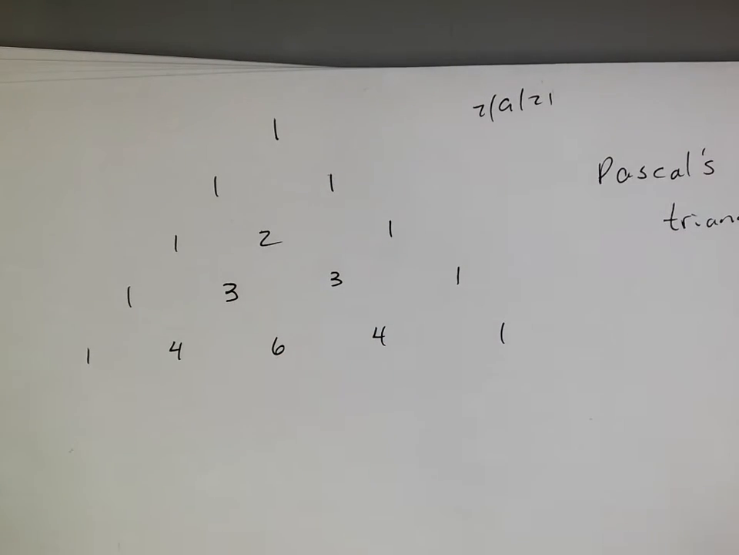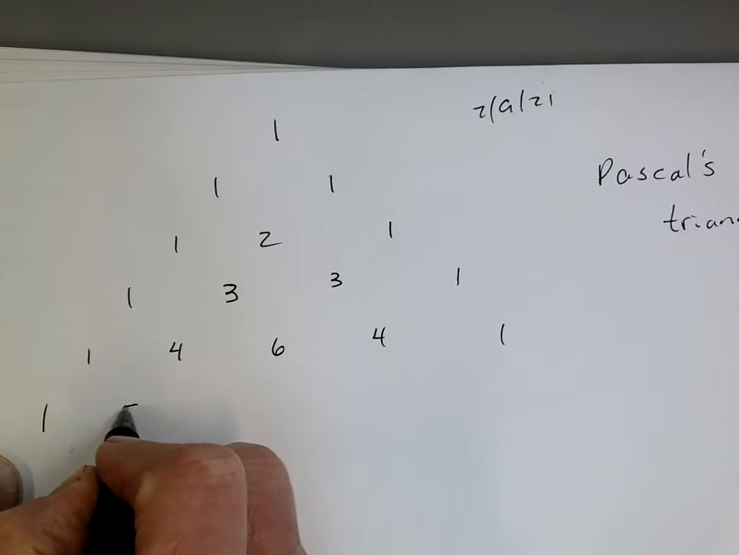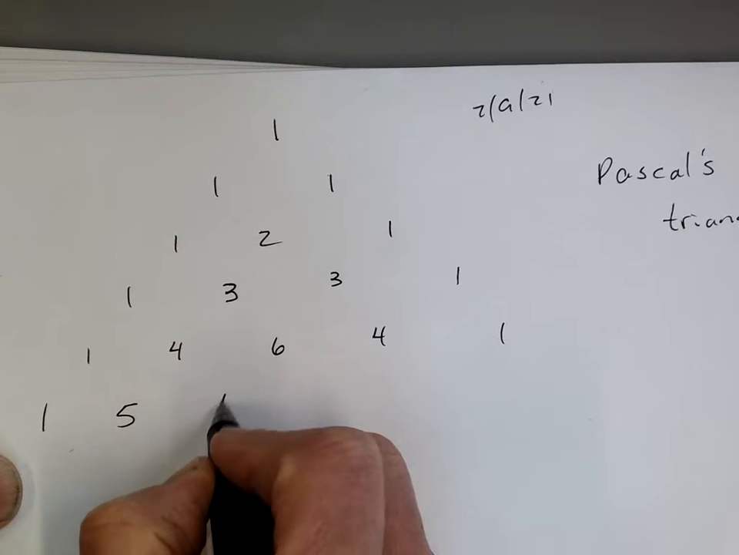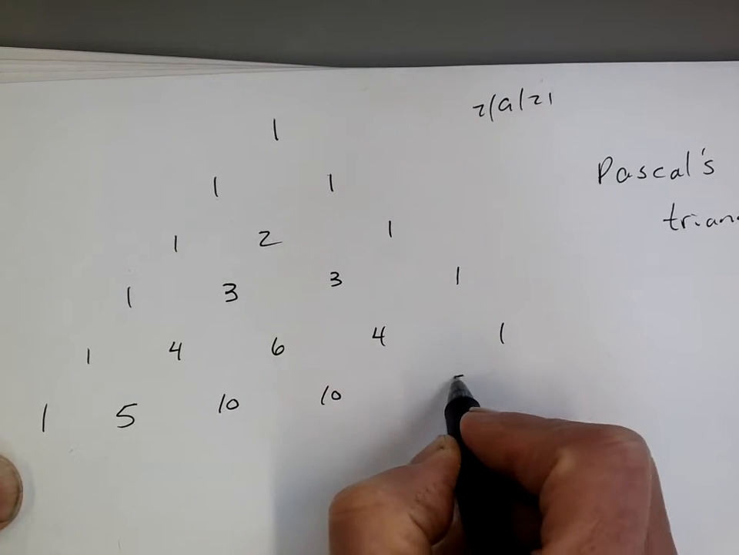So the fifth row has got to be: start with a 1. 1 plus 4 is 5. 4 plus 6 is 10. 6 plus 4 is 10. 4 plus 1 is 5, and then a 1.